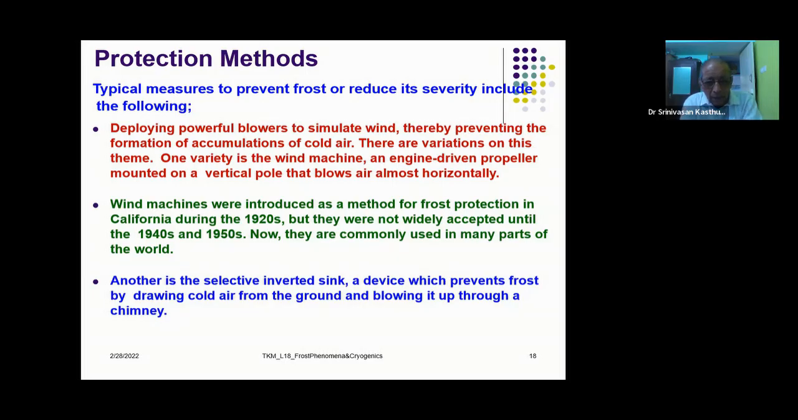And then another is the selective inverted sink, a device that prevents the frost from forming by drawing the cold air from the ground and blowing it up through a chimney. So an inverted sink arrangement is normally used. It takes the cold air from the ground and throws it out through a chimney. So that means plants are not affected so much by the cold air. This is a methodology which has been used to prevent the effects of frost. Okay.